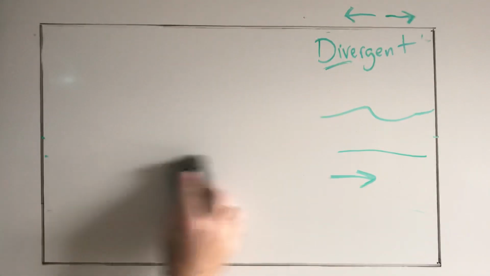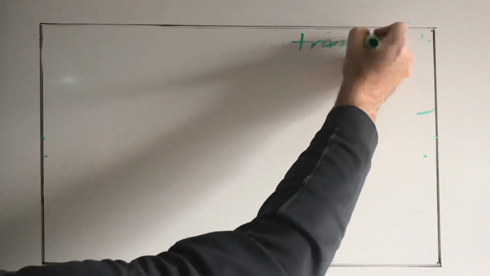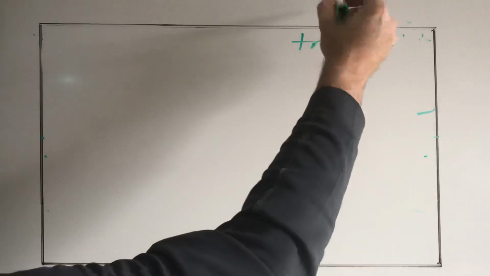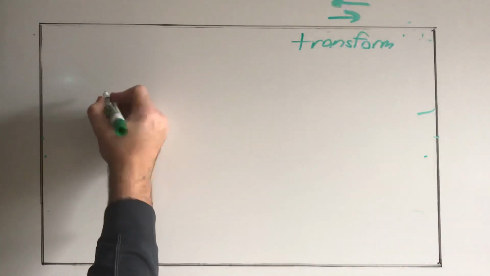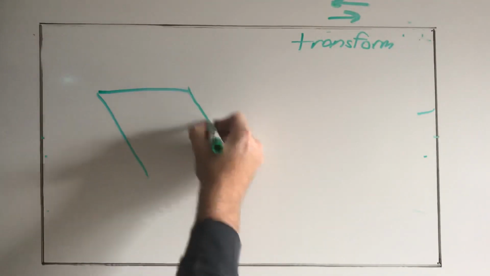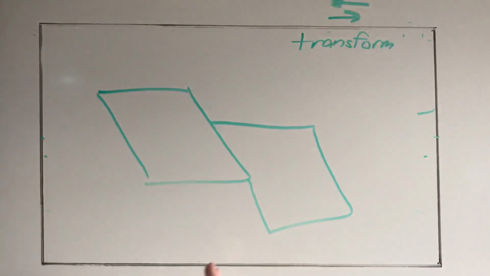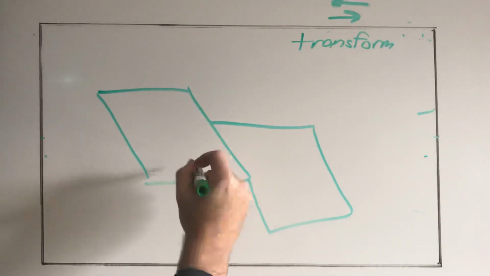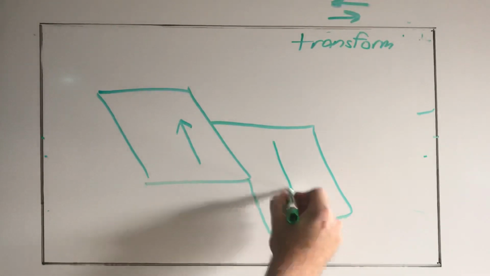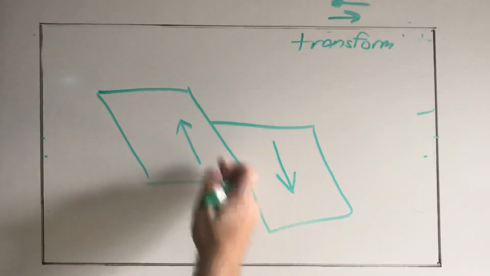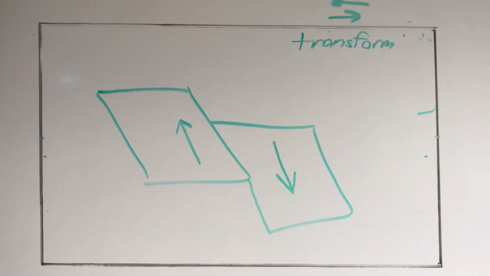Lastly, maybe the easiest one is going to be transform. This is your transform boundary. Transform is unique, meaning one's going that way and one's going that way. This one isn't really all that difficult to draw. I like to just keep it simple and imagine that I'm looking down on a map and I'm identifying two sets of tectonic plates, and let's say one is going this way, one is going this way, and they're scraping along the side of each other.